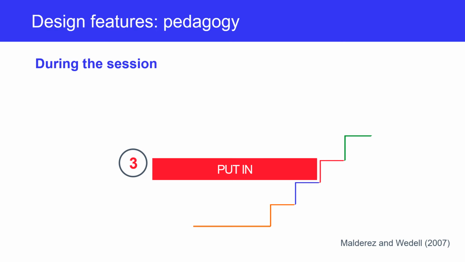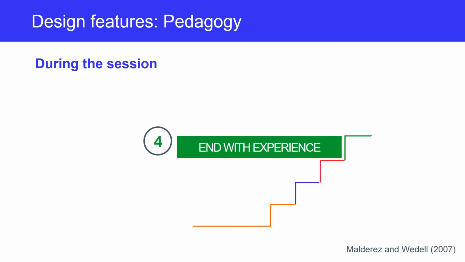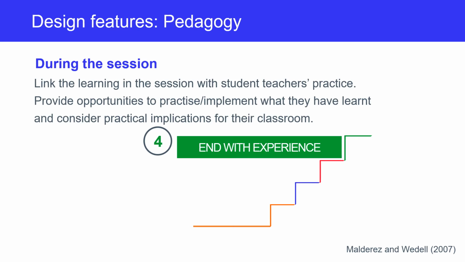Stage 3, Put In, is where we present the new content, and this is where we also support student teachers to make personal and meaningful sense of that input. And finally, end with experience activities allow student teachers to link the learning in the session with their own practice. So they will be given opportunities to apply or implement what they have learned, and also to consider practical implications for their classrooms in their placement schools.